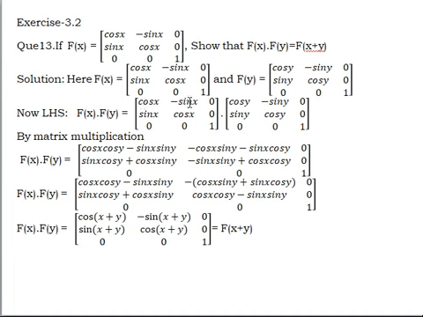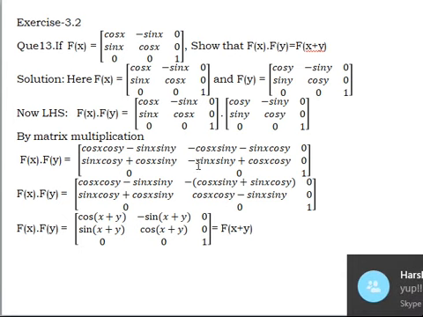So first step, first row multiplied with first column. So here we get cos x cos y minus sin x sin y, so cos x multiplied with cos y and minus sin x multiplied with sin y and 0 multiplied with 0. Then when we multiply first row and second column, we will get minus cos x sin y minus sin x cos y and plus 0. Then we multiply first row and third column, so the element should be 0.